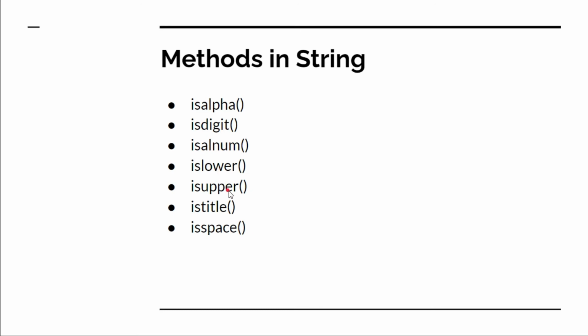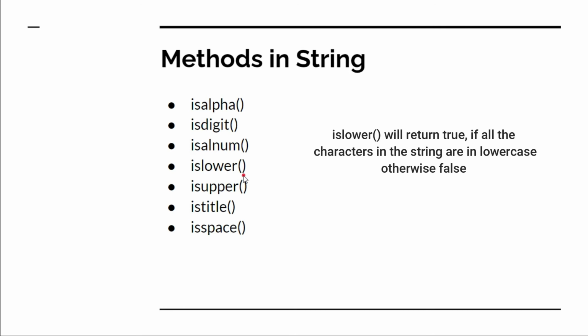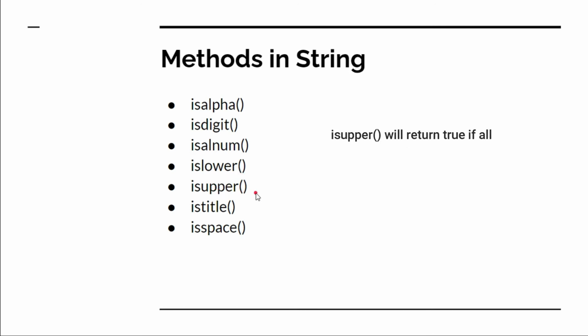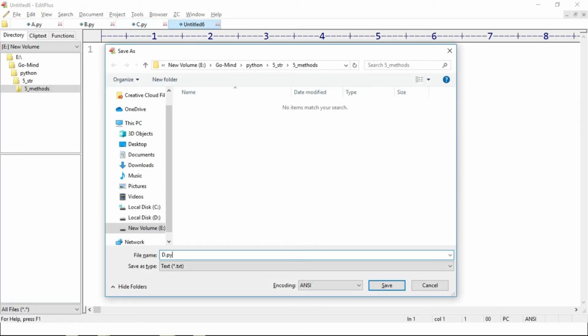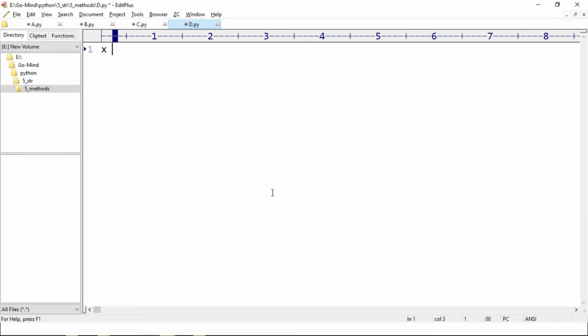Okay, so next method is islower, isupper. Okay, we'll see both these methods in a common example. So islower will return us true if all the characters in the string are lowercase, otherwise false. And isupper will return us true if all the characters in the string are uppercase, otherwise false.